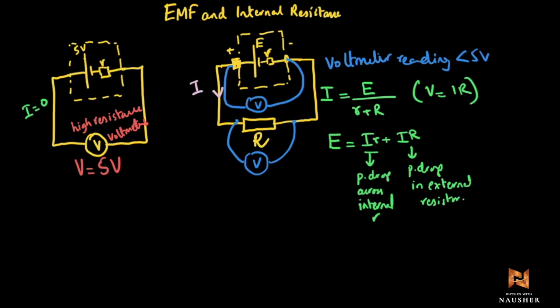Now tell me, where is this voltmeter connected? This is outside the casing of the cell, right? So within the casing of the cell, you have this EMF and you have this internal resistance.